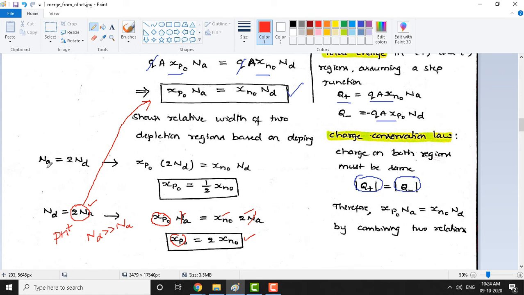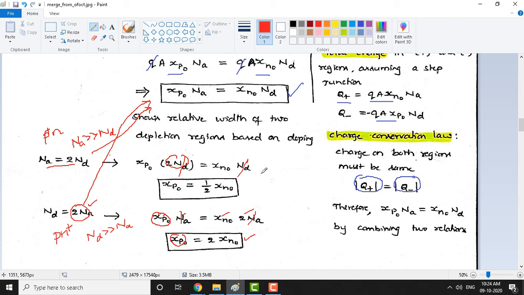Vice versa, suppose the diode is p plus n. Now obviously for p plus n, na will be far greater than nd, so this condition is applicable. Let's assume that na is 2 times nd. Again, substitute this relation in the same equation, substituting na as 2 times nd and retaining the rest of the terms. The nd cancels, and you are left with xp naught equal to half of xn naught.